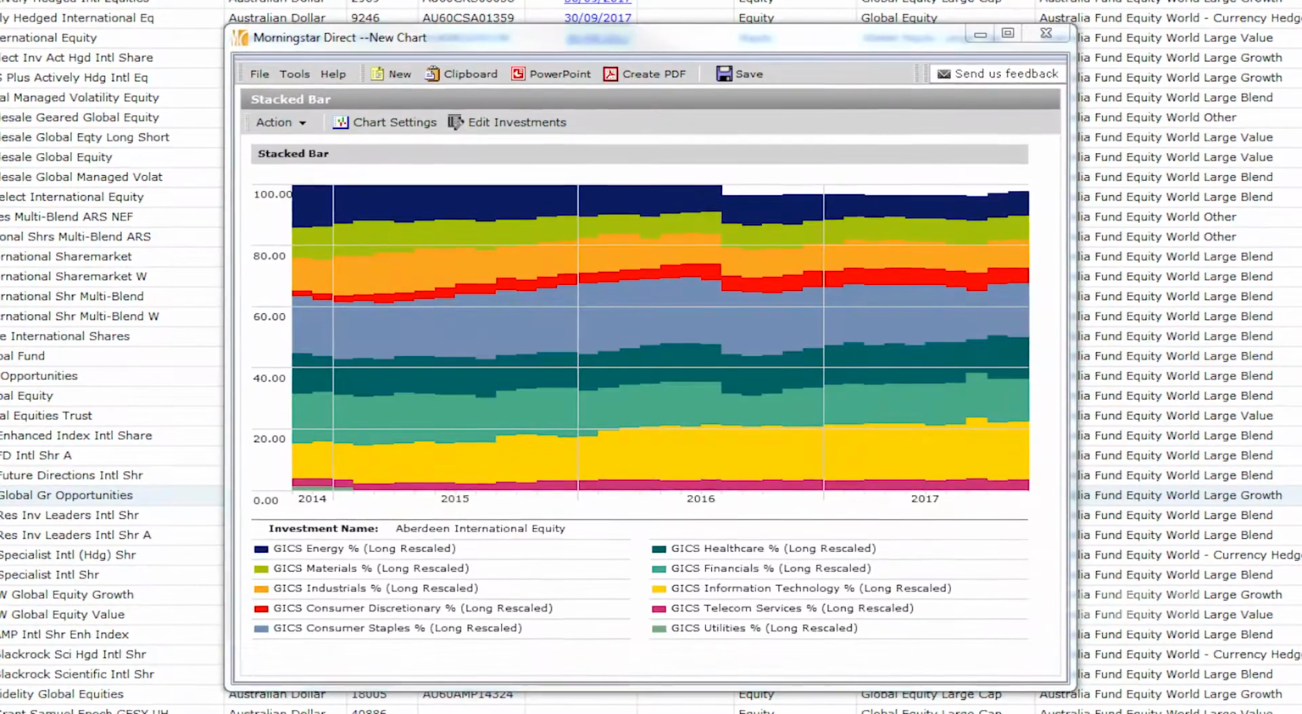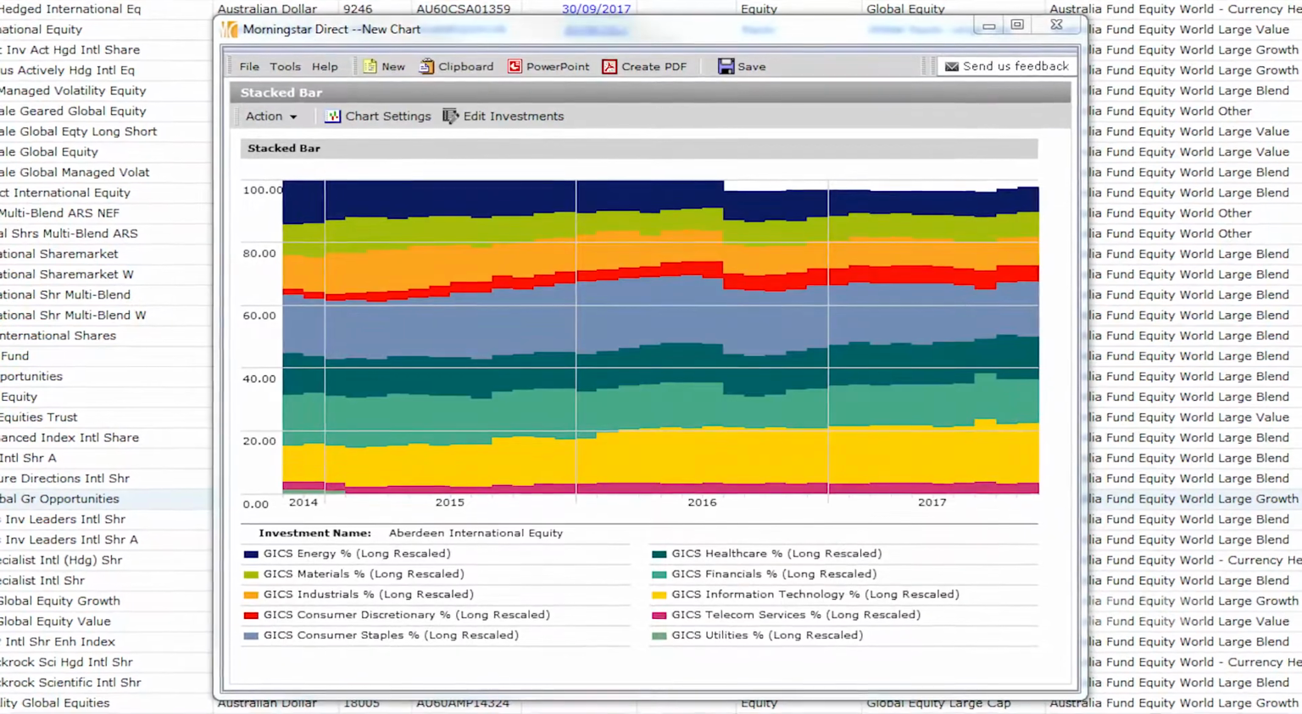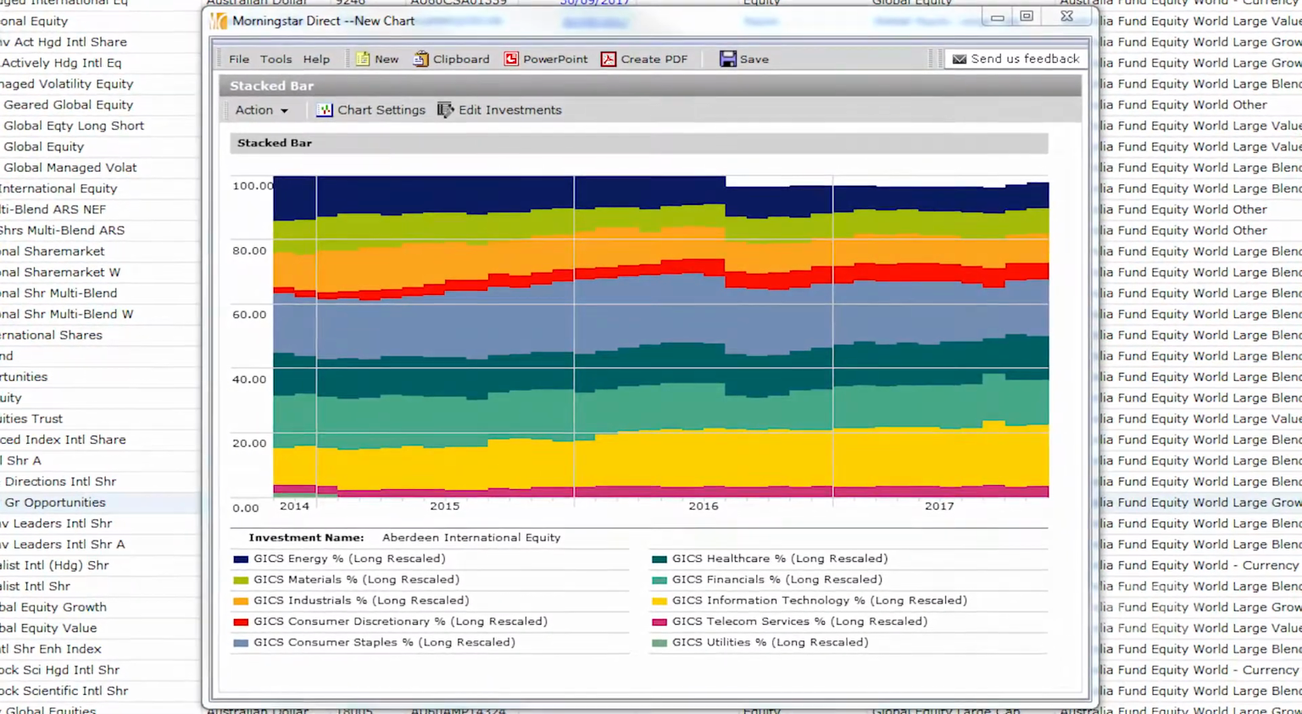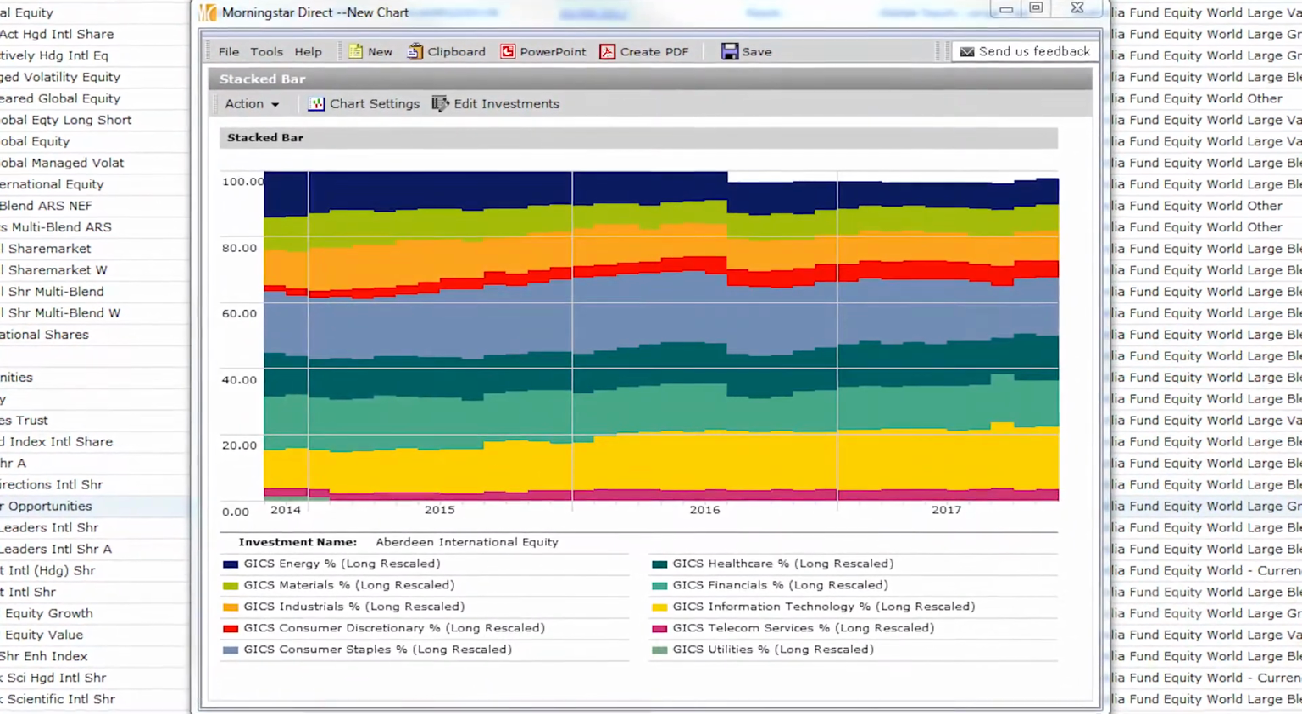I focus on equity and fixed interest strategies. One function I find particularly useful in Direct is the stack bar chart. The chart allows me to see a portfolio's asset allocation, style, regional or sector exposures over different periods of time. This enables me to see how a portfolio's composition has changed and if that makes sense given the fund's investment strategy.